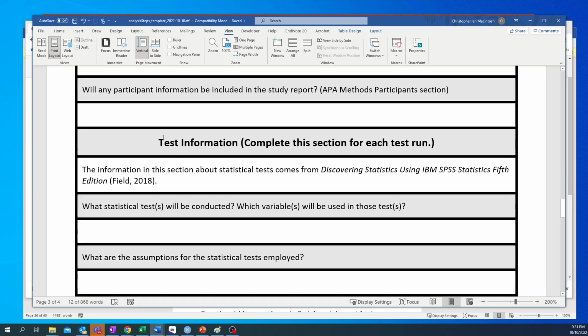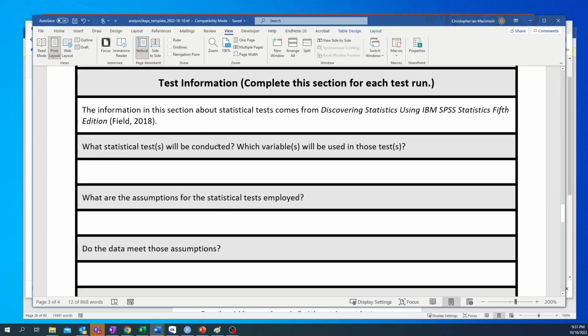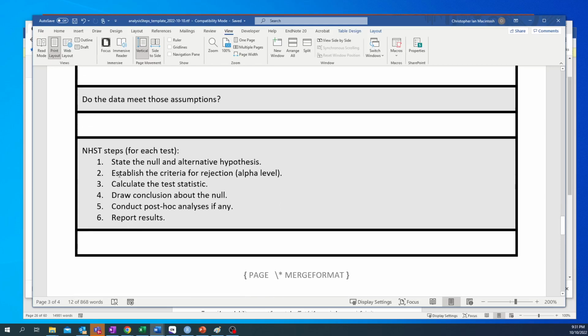And finally, you're going to have some test-specific information, and we will look at this information for each test that we cover this semester. What statistical tests will be conducted, which variables will be used in those tests, what are the assumptions for a statistical test? So you're going to list out your assumptions and then evaluate, do the data that you have meet those assumptions for each test? And then we're going to learn to follow the null hypothesis significance testing steps for each test. The first step is to state the null and alternative hypothesis. We'll learn what that is and how to do that for each test this semester.